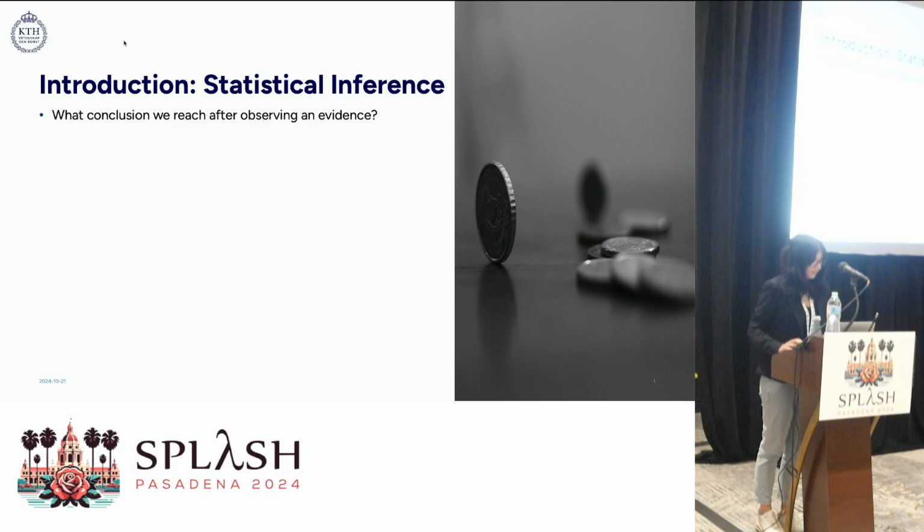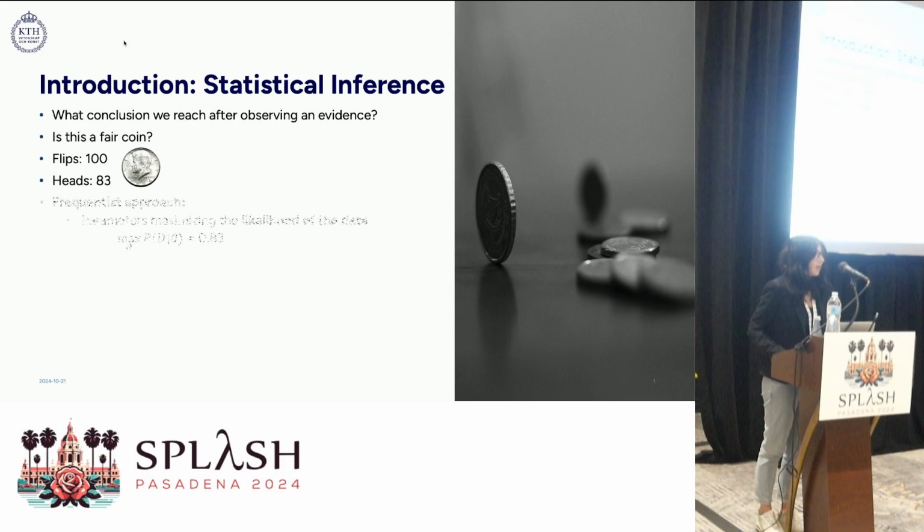an evidence. And let's consider we have a coin, and then we ask ourselves, is this a fair coin? One way of answering this is we flip the coin 100 times, and then 83 times we observe heads. A frequentist approach would only consider this likelihood or the observation, and might say that the probability is the ratio, so it's 0.83.